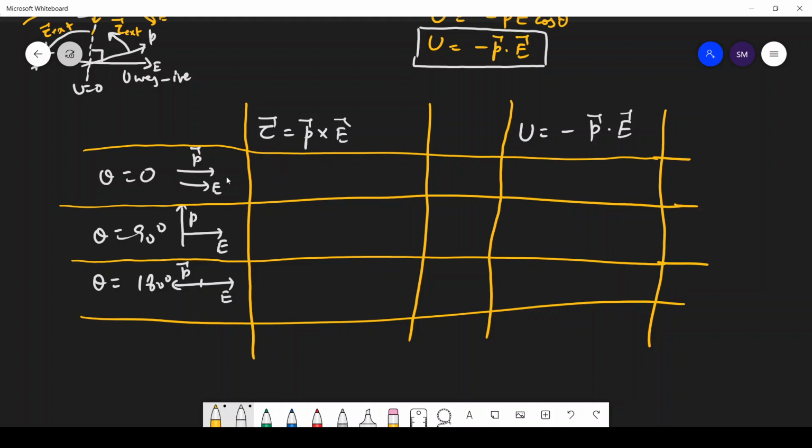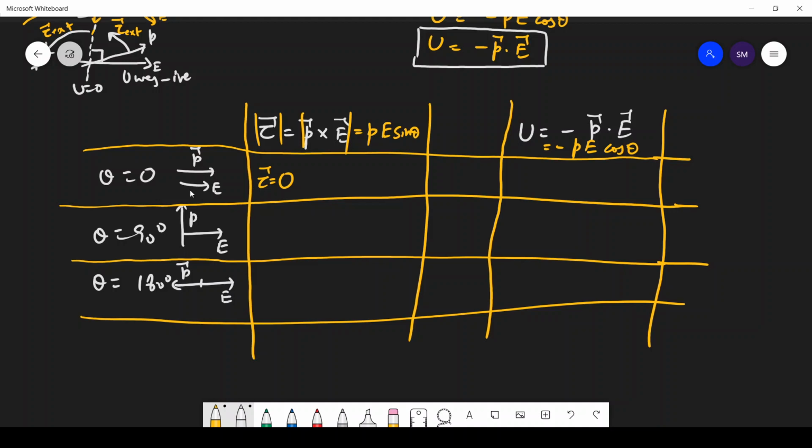Now theta is equal to 0. If I talk about the magnitude only, tau will be PE sine theta, and U will be equal to minus PE cos theta. So everything depends on sine theta and cos theta. At 0, sine theta is 0, so tau is equal to 0 at this point.